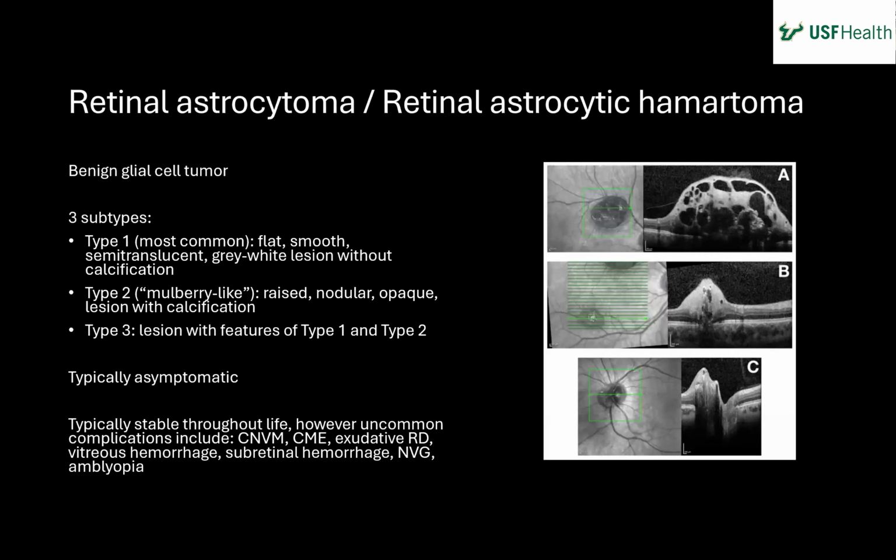So it's a retinal astrocytoma or retinal astrocytic hamartoma, and to review, a hamartoma is abnormal proliferation of normal tissue in a normal location. It's a benign glial cell tumor, mainly of astrocytes, that's the name. There are three subtypes. I found this helpful because I feel like I've mainly only seen type 2, the mulberry-like one, in pictures. Right, that's much more common. This was a funny one.